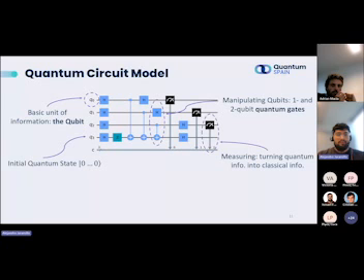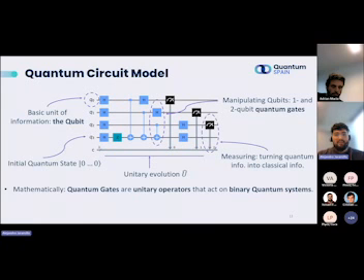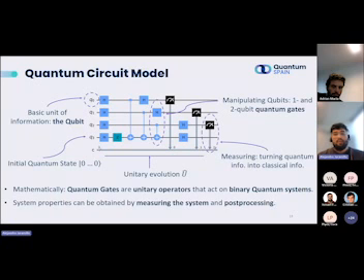So just a bit of a summary. Mathematically, we have an initial quantum state, which would correspond to the ground state of our system. And then we take a unitary evolution of our system until we arrive at the desired state, then measure that state and process the information. These gates are, as I said, unitary operators, and then we can measure it and post-process it to obtain the results we want.